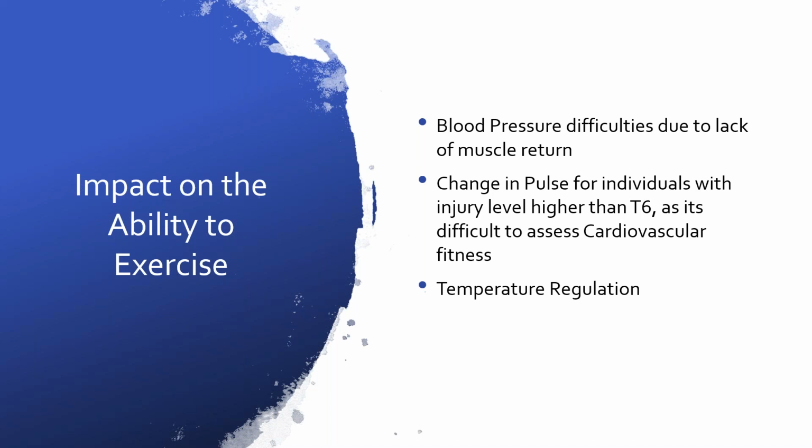And then temperature regulation, sweating and temperature control rely on the autonomic nervous system. So we just have to ensure that they dress accordingly and maintain a cool environment.